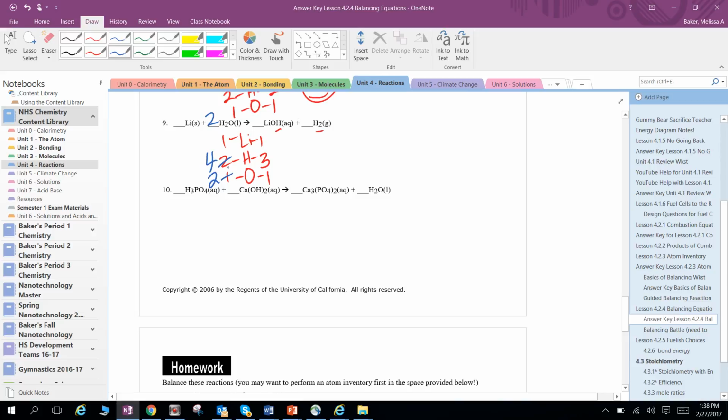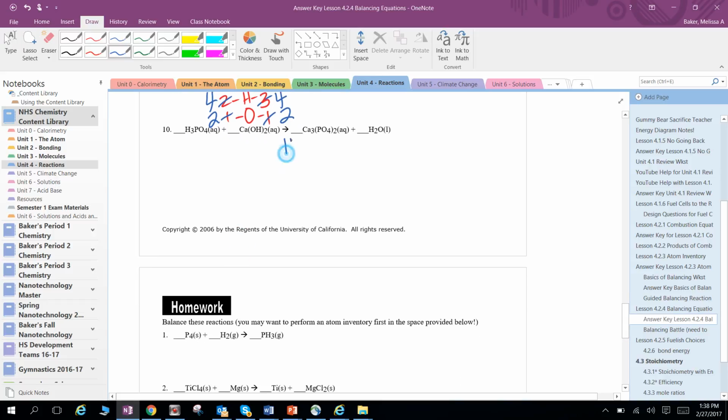So on the other side now, I'm going to need to double my oxygens, which turns my lithiums into 2, my hydrogens into 4, because 2 hydrogens here plus the other 2, and then I've got 2 oxygens. So now to fix this, I just need a 2 out front of my lithium. So to balance it, it would go 2, 2, 2, 1.